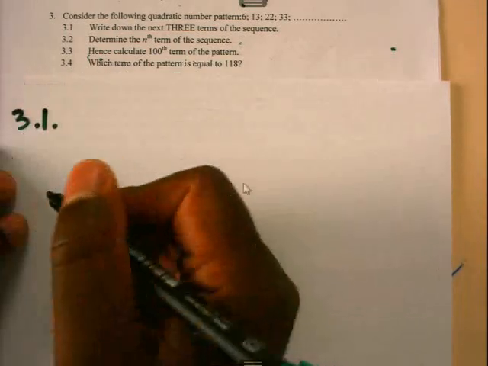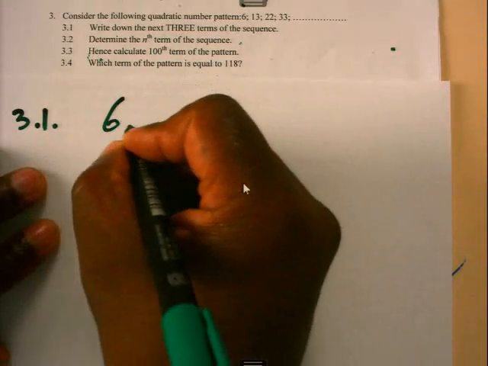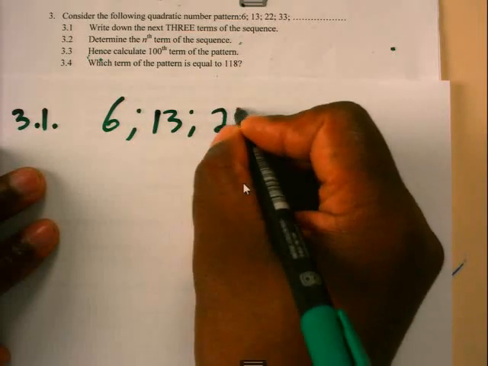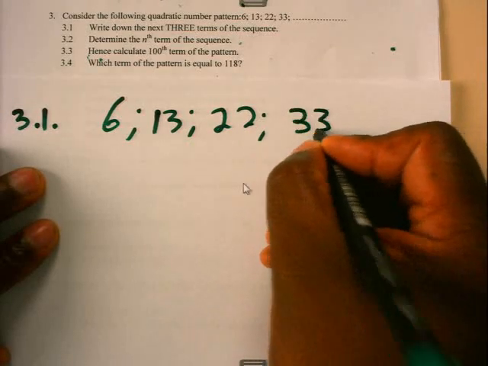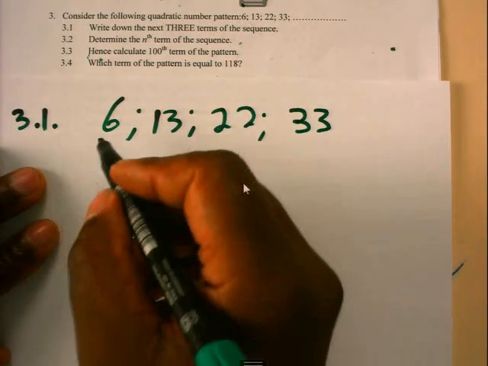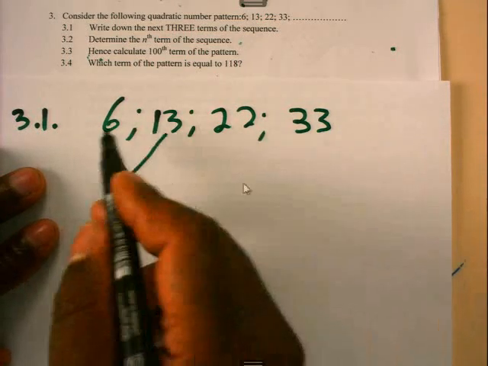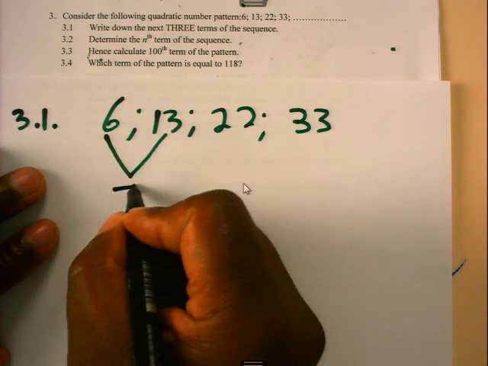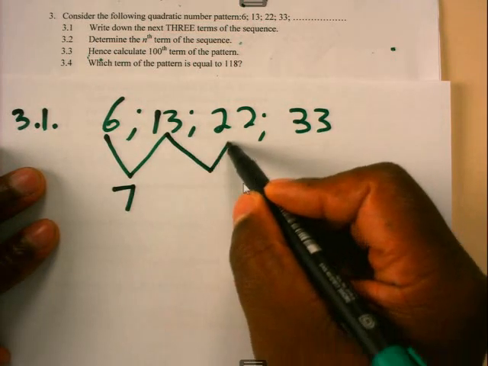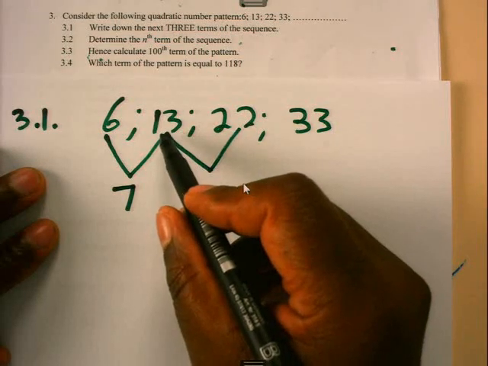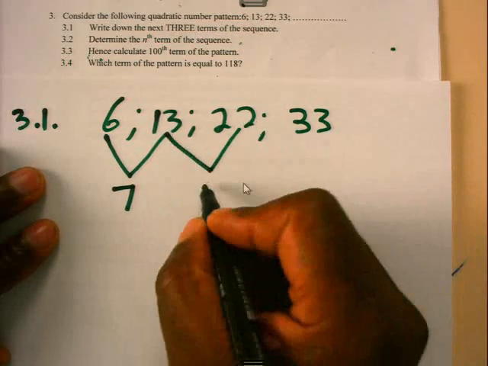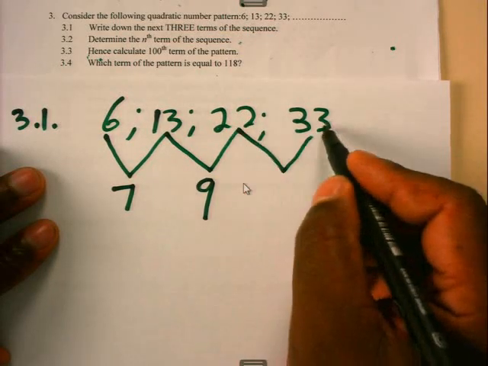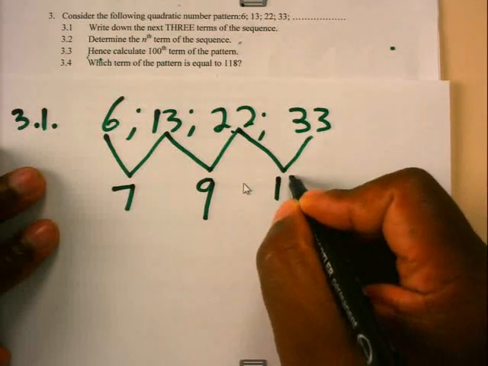3.1. Remember, we've got a quadratic number pattern: 6, 13, 22, 33. Let's determine the first difference. 13 minus 6 will give you 7. 22 minus 13 gives you 9. 33 minus 22 gives you 11.